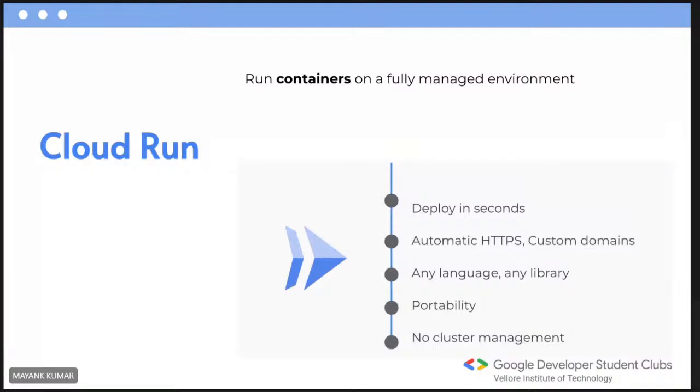You can add custom domains, and since it's deploying containers, it can go with any library and any size. It requires you to write minimum settings and configuration. Hence, Cloud Run is a very good option when you are on tight deadlines and you need to reach out to the market very quickly.